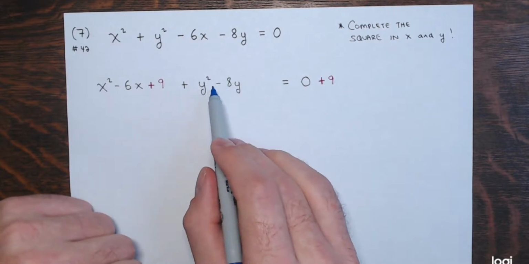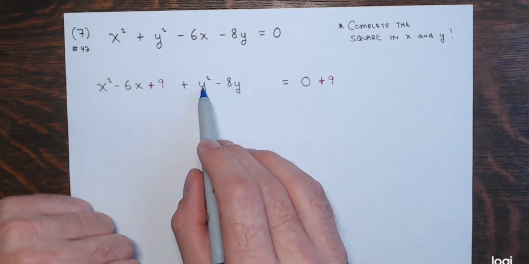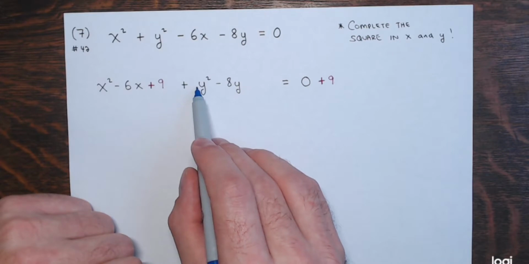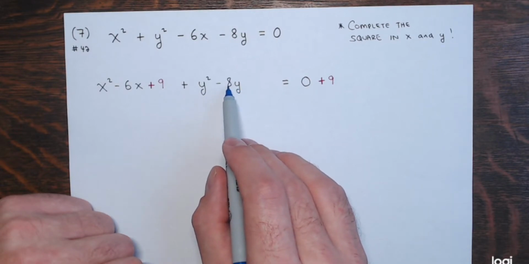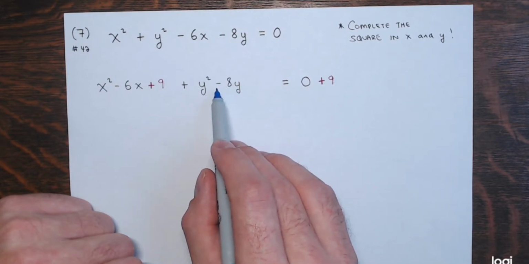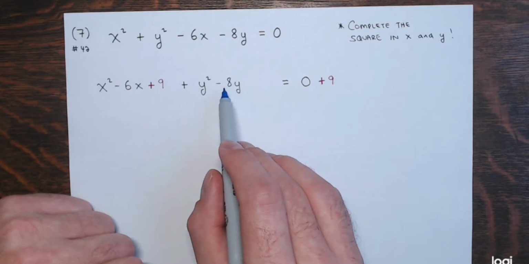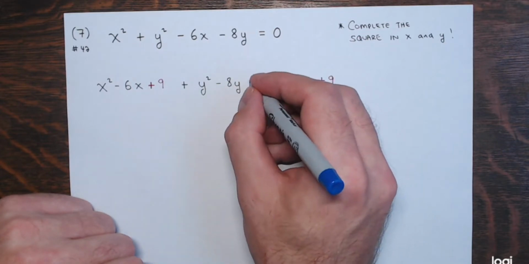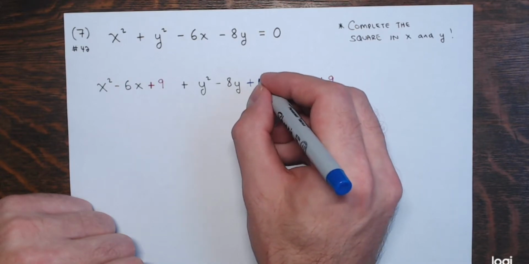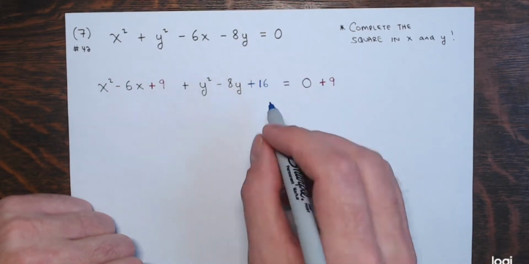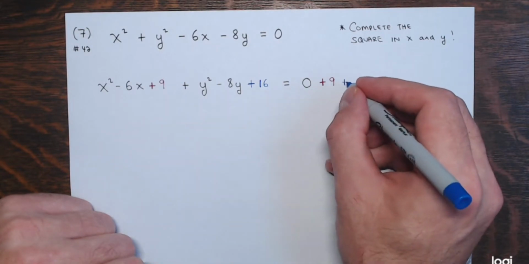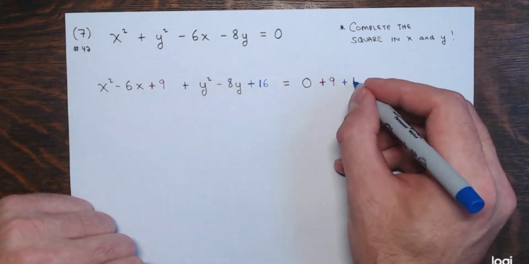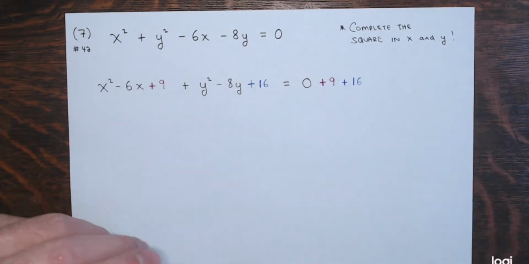And then I'm going to do the same thing for the y's. There's a quadratic term with a coefficient of 1 and a linear term. So I can complete the square on the y terms. Take half the linear coefficient. Half of negative 8 is negative 4. Then square that. That's positive 16. So I'm going to add 16 to complete the square on the y terms. And don't forget it's an equation. If I add 16 to this side, I must also add 16 to the other side.